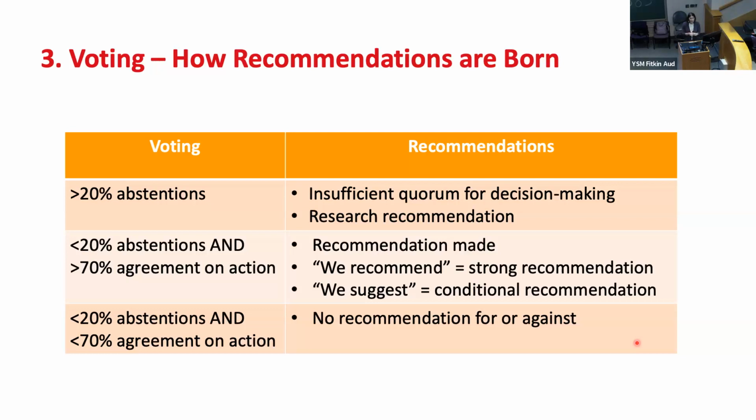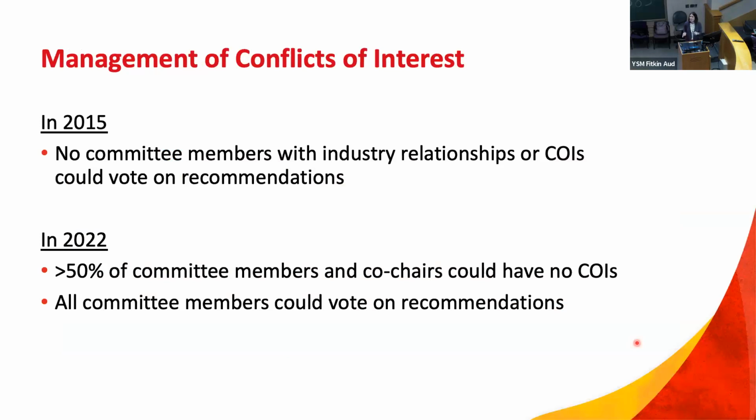If there's less than 20% abstain and less than 70%, no recommendation is made for or against. But it's interesting how the conflicts of interest are managed. Management of conflicts of interest is a standard for the transparency of guidelines from the Institute of Medicine, but how that's managed can be really variable.